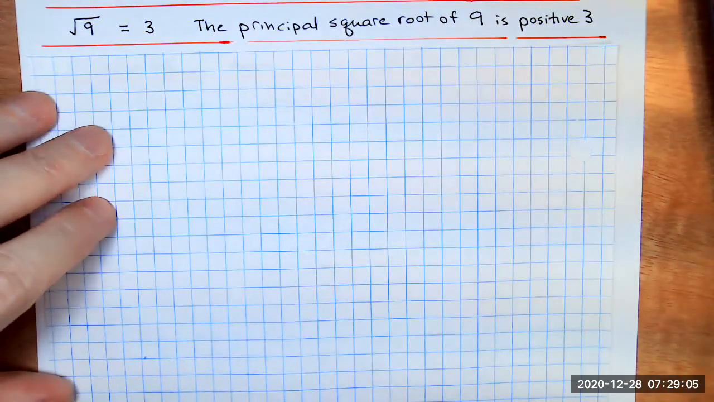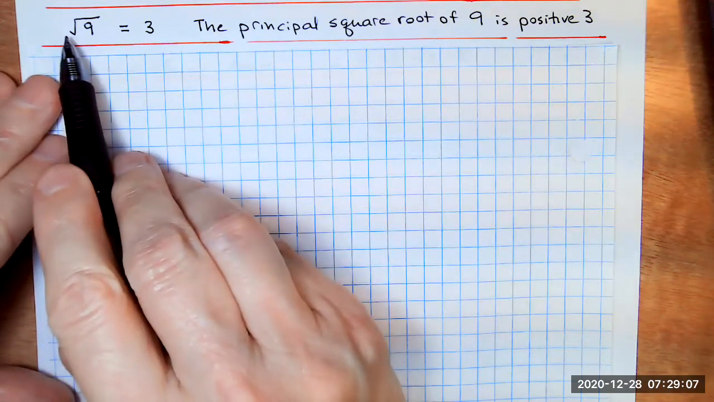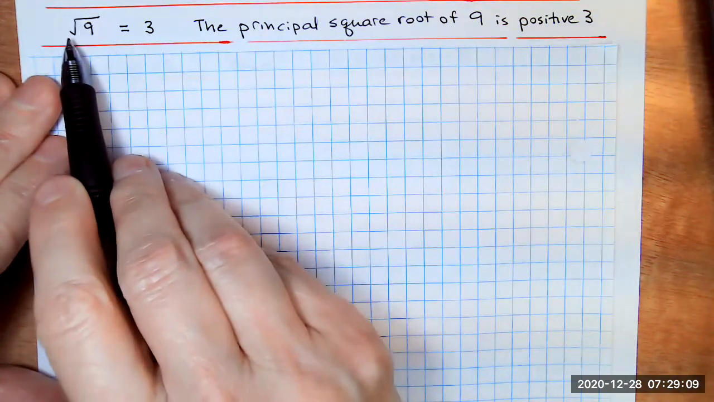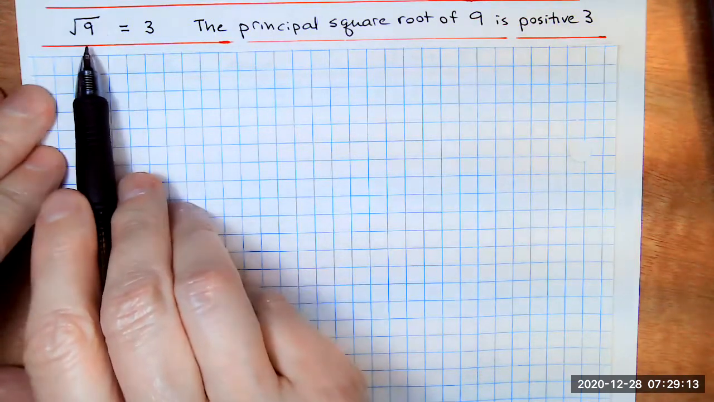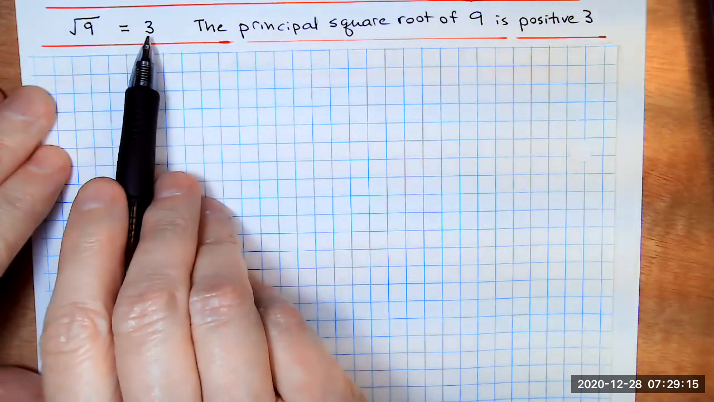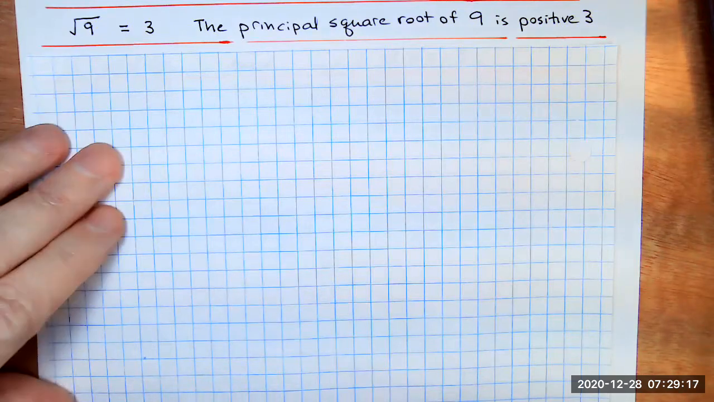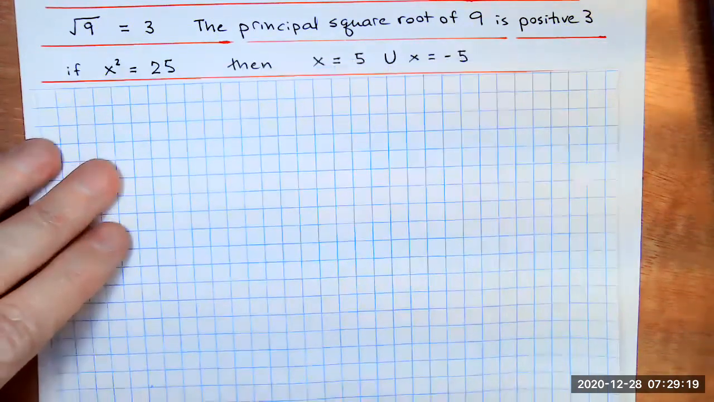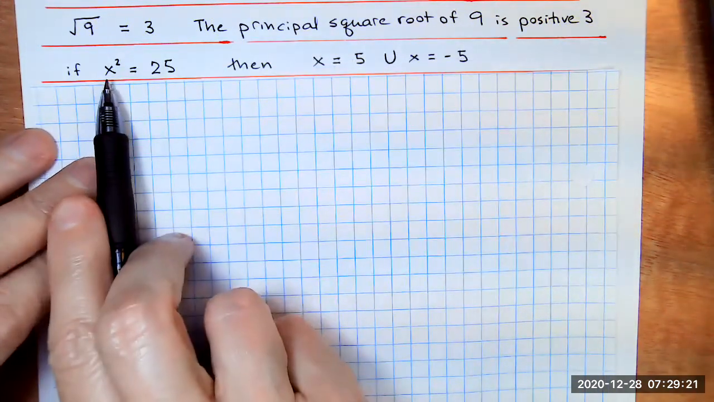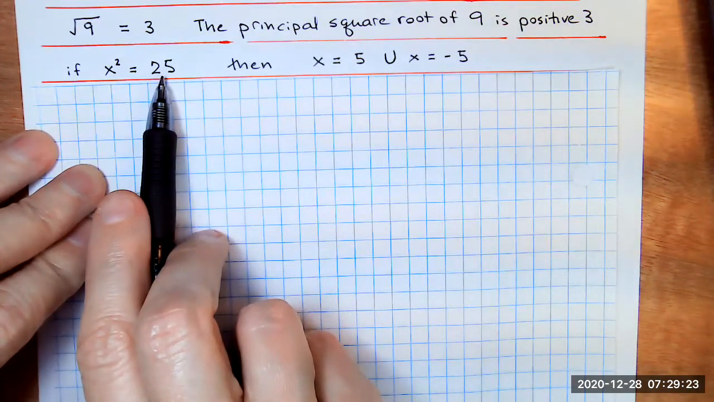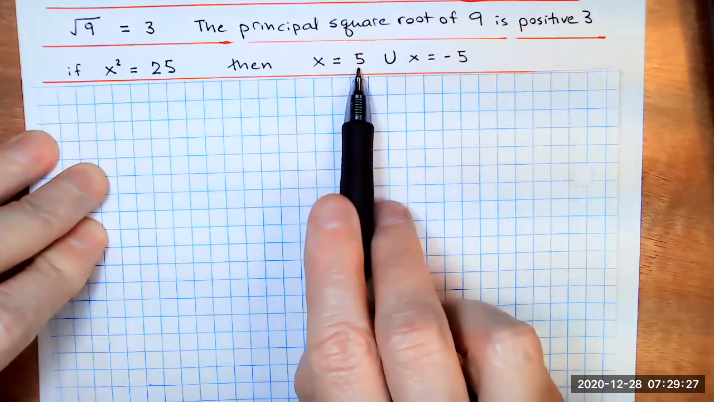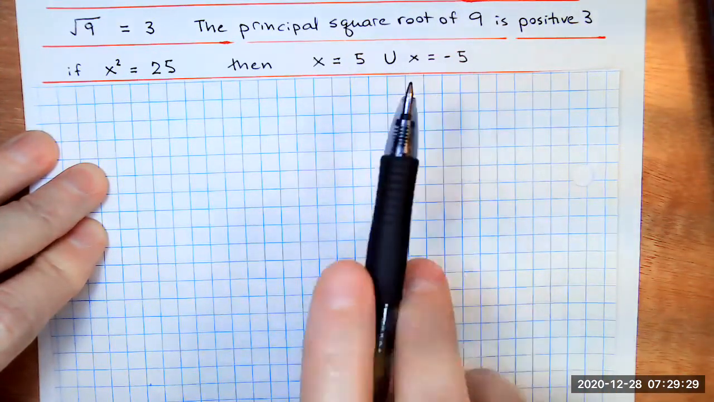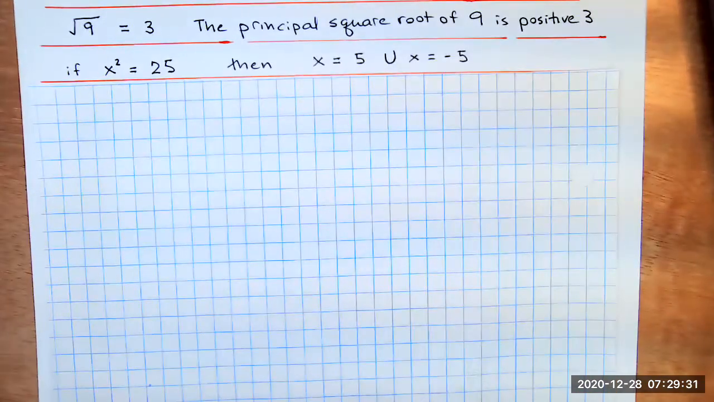Okay, first we'll review a couple of things. Recall that this symbol is called the principal square root. So if you use this symbol, it represents the positive answer. However, if you're solving the equation x squared equals 25, then x has two answers, positive 5 and negative 5. All right, let's use that to solve the following.